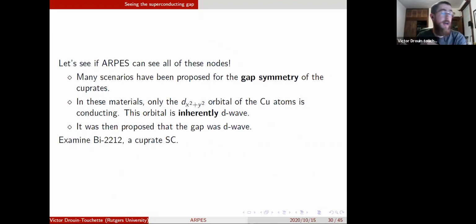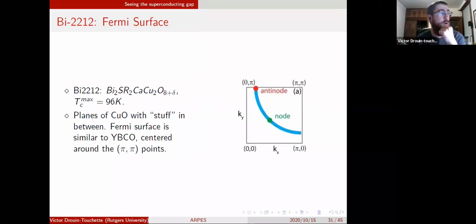What people did, and that was one of the first tests for ARPES, is they studied bismuth 2212. This is very complicated: bismuth, strontium, calcium, copper, and oxide. This material is really a bunch of junk between layers of copper oxide. The layers of copper oxide are really what drives the superconductivity. There is one free electron at each copper that is able to move around, and that's the one that does the superconducting transition. All of the junk around acts as a renormalizer of the band dispersion and a driver of superconductivity. But the reason we call them cuprates is because the CuO2 is the essential part of this. This material has a critical temperature of 96 Kelvin.